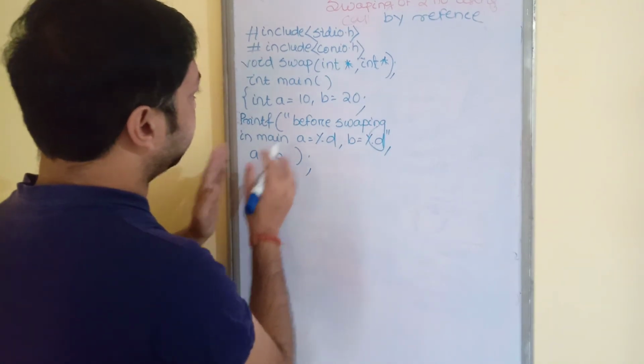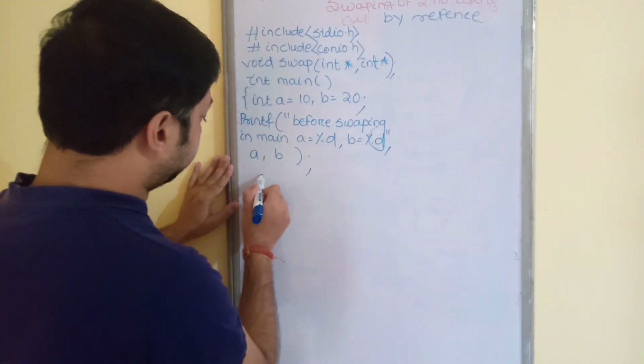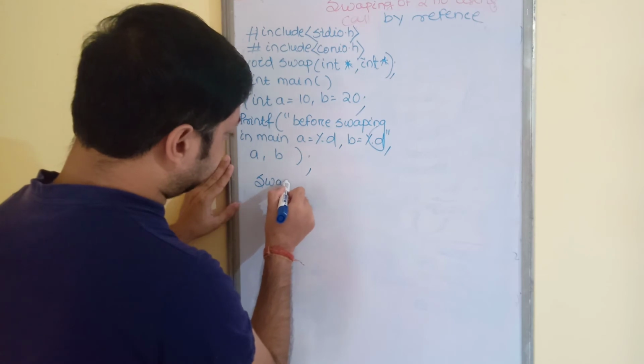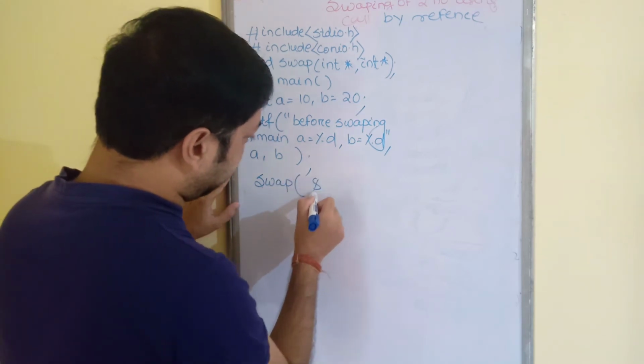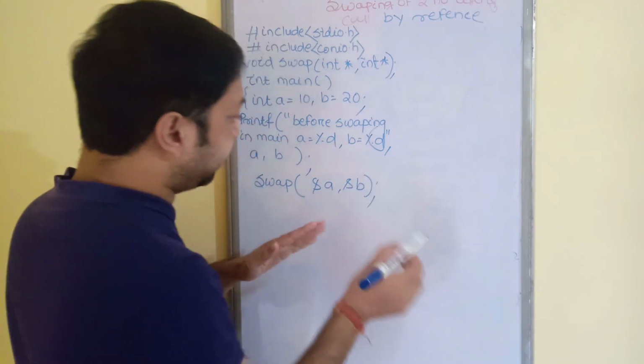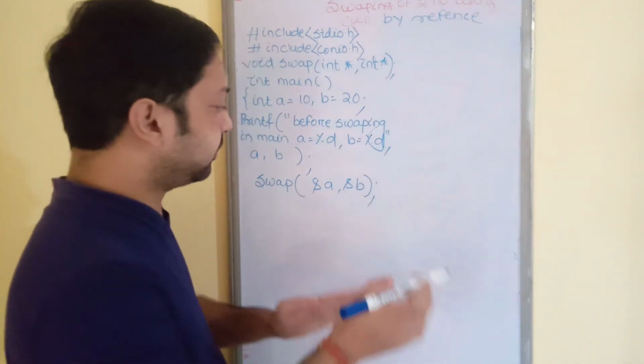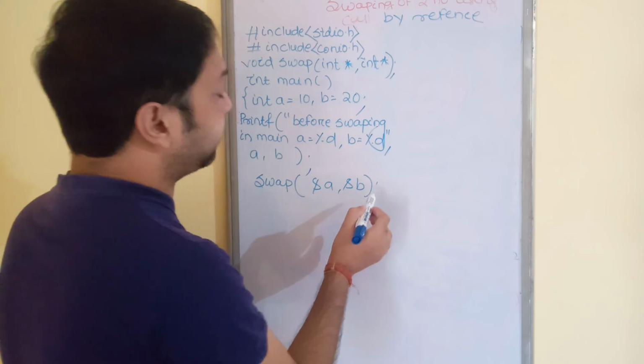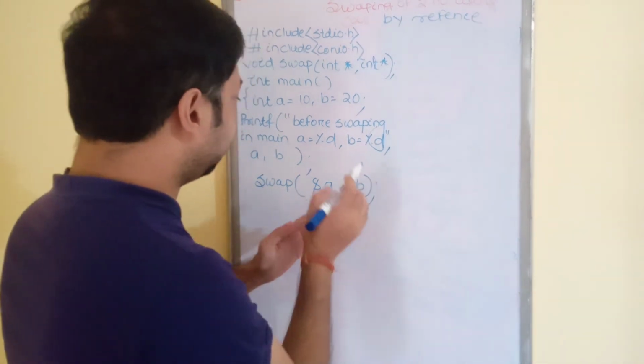Then we require a function call here. Now see, in the function call, what you need to pass? You need to pass the address, that is swap ampersand a comma ampersand b. In previous case, that is only a and b because we are directly passing the values, but in this case that is ampersand a and ampersand b because we are passing the address.